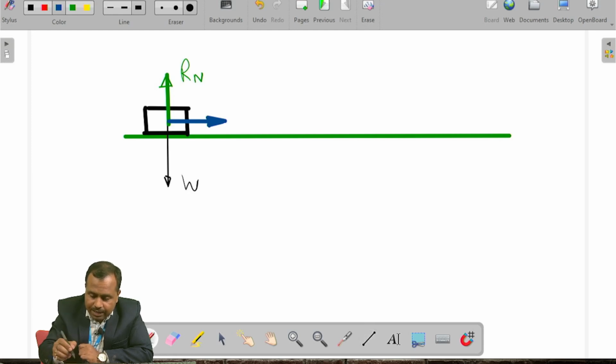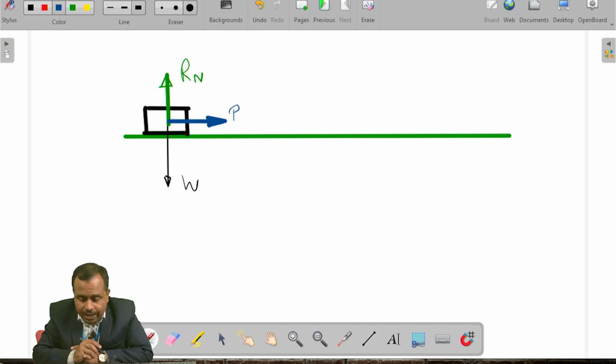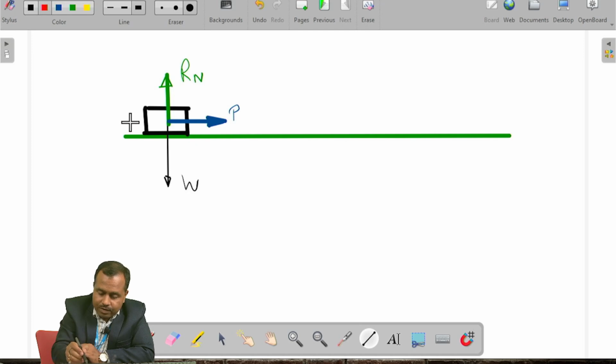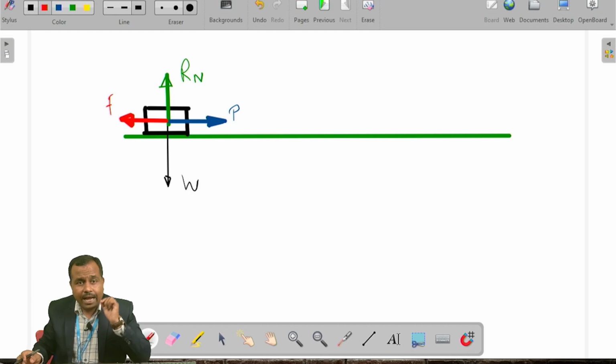So consider P is the applied effort. As I have applied a force of magnitude P, there will be a frictional force which will resist the motion of this particular object. So it will act towards the left side of same magnitude. So consider this is the frictional force F which is acting towards the left side.